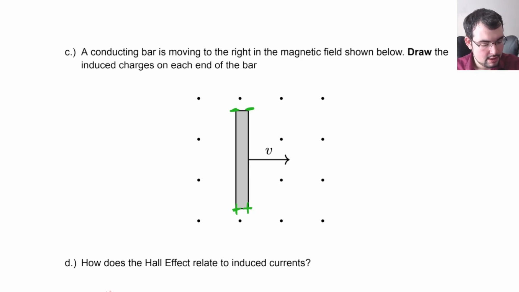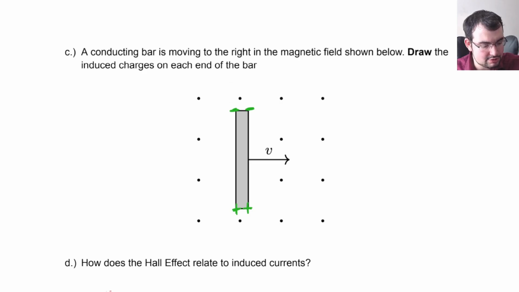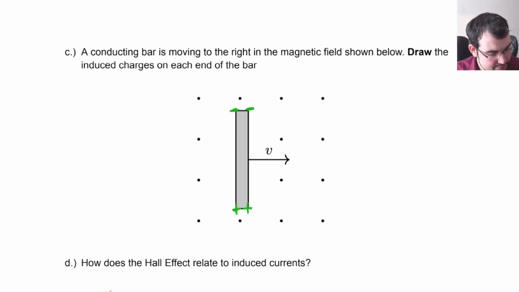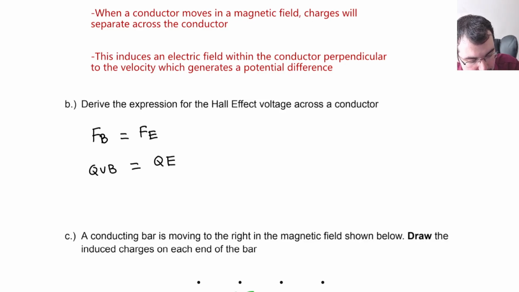QV cross B. And then we can derive an expression for the Hall effect voltage. So I really should have put this question beforehand. So what is happening here? Well, what's happening is that when everything is nice and balanced, we get an E field inside of this bar that is working to exactly cancel any forces generated by the magnetic field. So what we know is that just like the velocity selector, the QVB magnetic force is exactly balanced by the QE electric force. So we get the electric field inside the bar is equal to V times B.